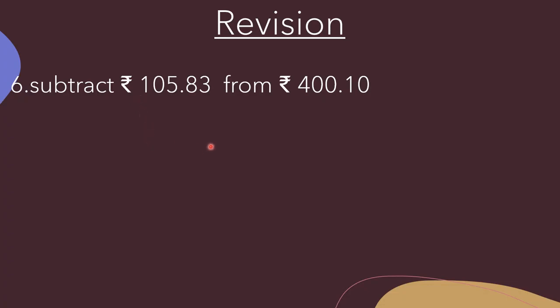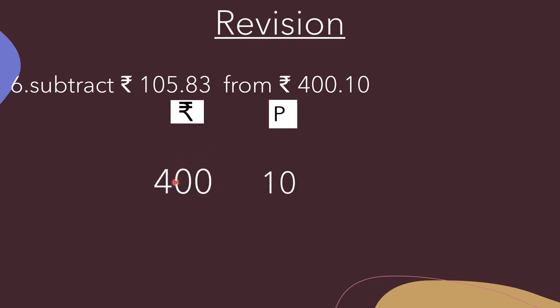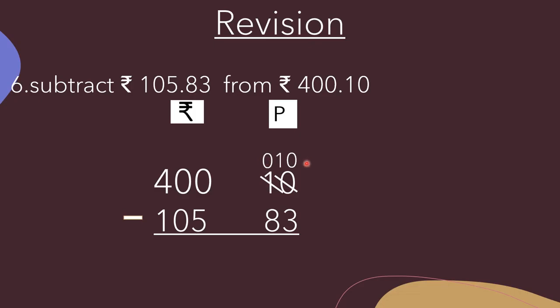Okay. So let's start. First of all, we will arrange it in columns. So here we will write rupees and paise. Now we will write 400 rupees and 10 paise. After that, we will write 105 rupees 83 paise. Now we have to put the subtraction sign. So let's start from the paise column first. So 0 minus 3, that is not possible. So here we will take borrow and this 0 will become 10, and this 1 will become 0. Now 10 minus 3, that is equal to 7.